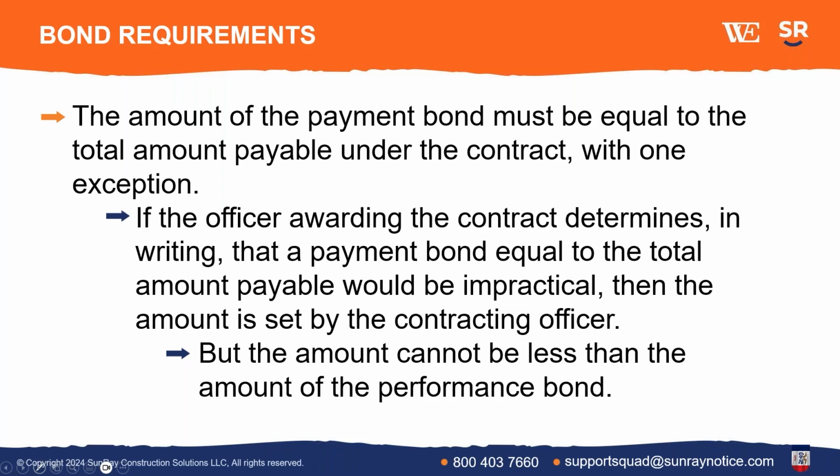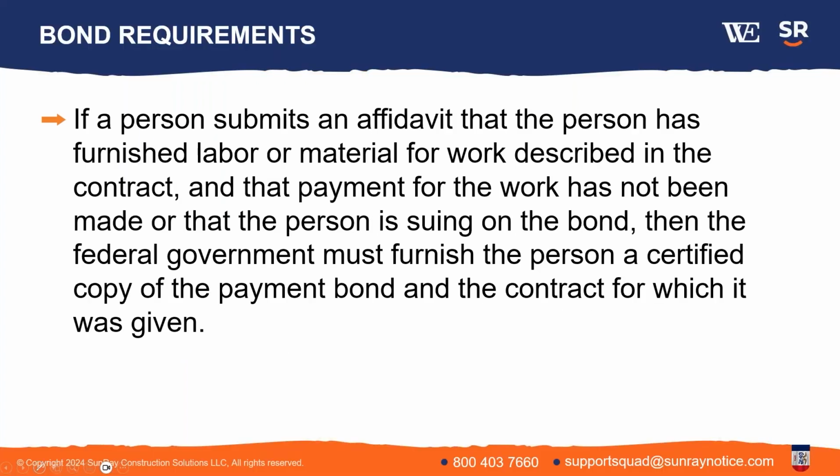Now, getting a copy of the bond. We'll go to this next slide. If you're a potential subcontractor claimant, you want to get a copy of the bond. The Act actually provides a process where you can get a copy of that. You have to submit an affidavit that says payments for the work you've done have not been made, and that you're going to sue on the bond. And then the federal government has to furnish a certified copy of the bond and the contract.